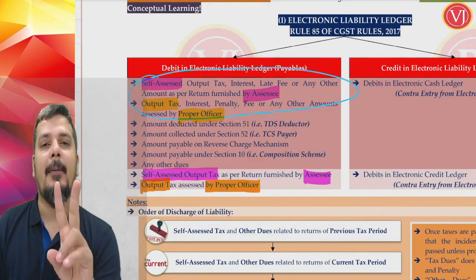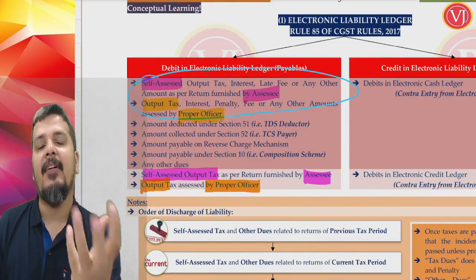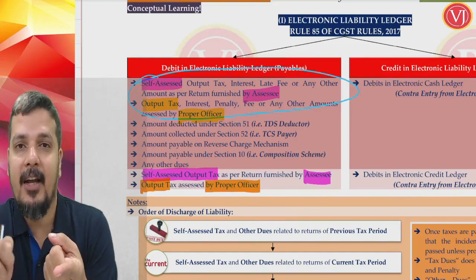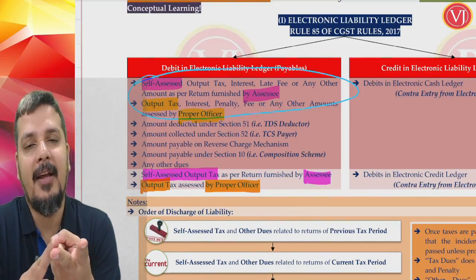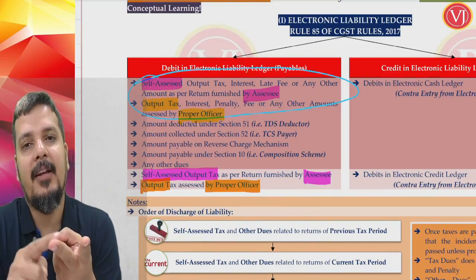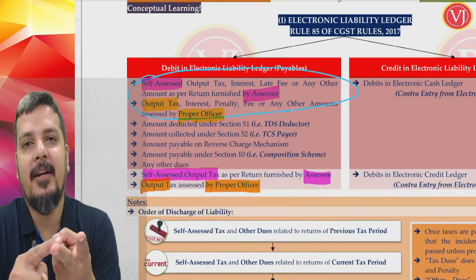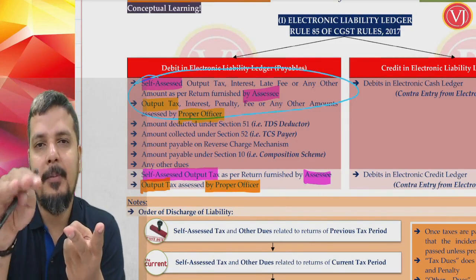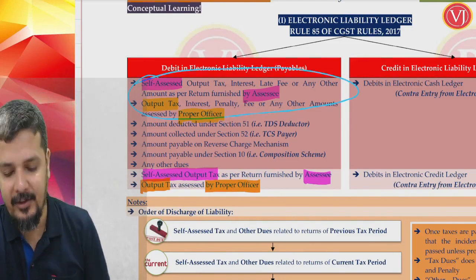Now payment can happen in two modes. I have a liability, either I pay by my credit ledger using my input tax credit which is there in my credit ledger, or I pay by my cash ledger by depositing the amount by way of NEFT, RTGS, online payment, cash, cheque, etc. So I have to first deposit the amount in my electronic cash ledger.